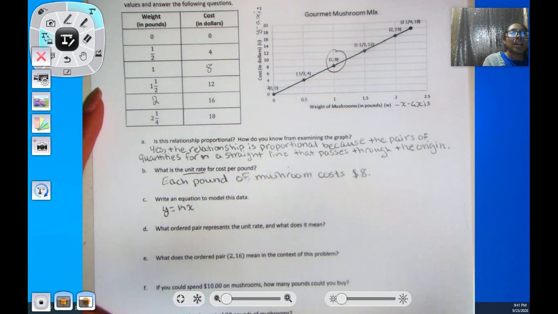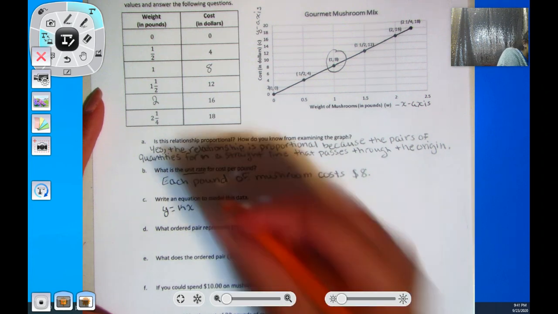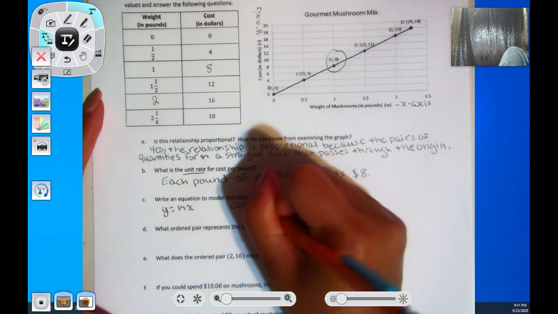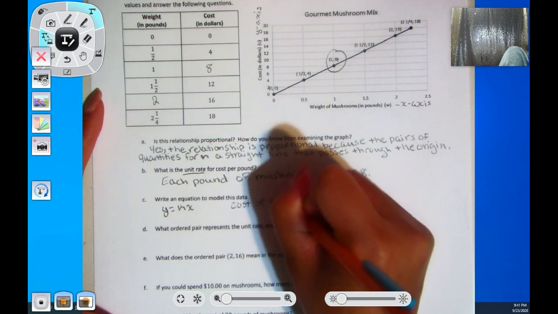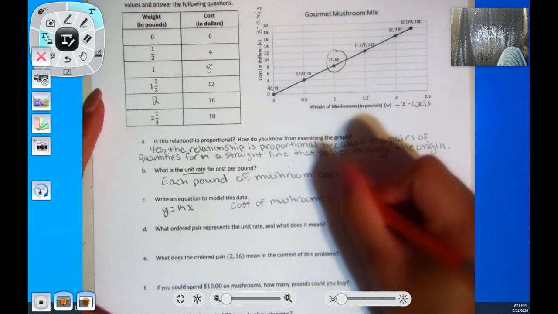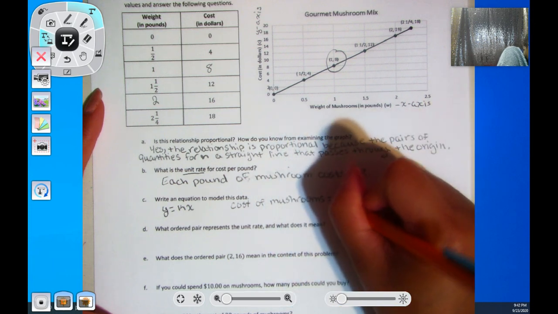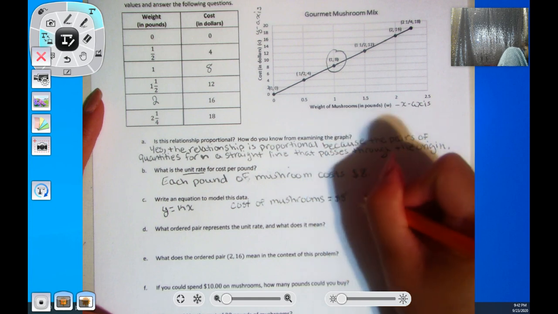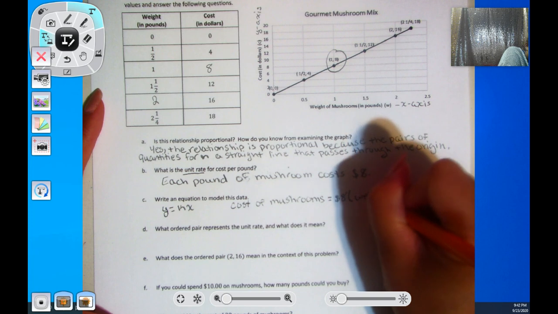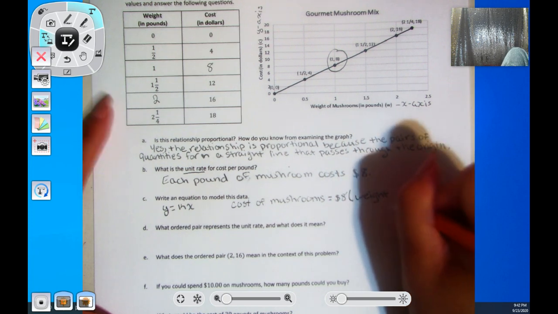So I can write this out first as a verbal expression. What I can say is the cost of mushrooms is equal to $8, which is our constant of proportionality, times the weight of the mushrooms.